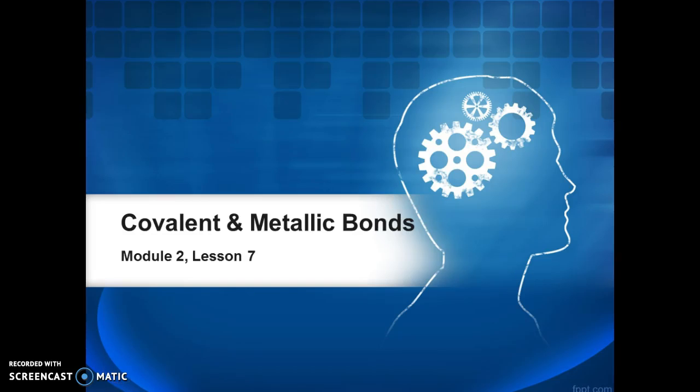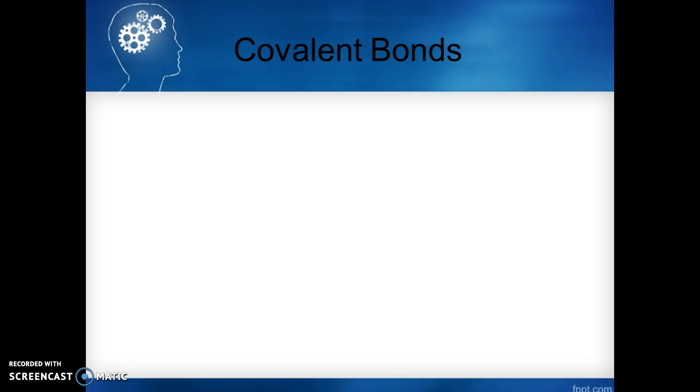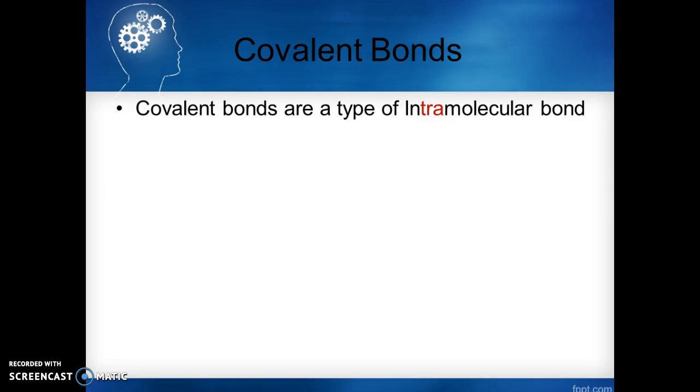Covalent and metallic bonds. Module 2, Lesson 7. Covalent bonds. Covalent bonds are a type of intramolecular bond.